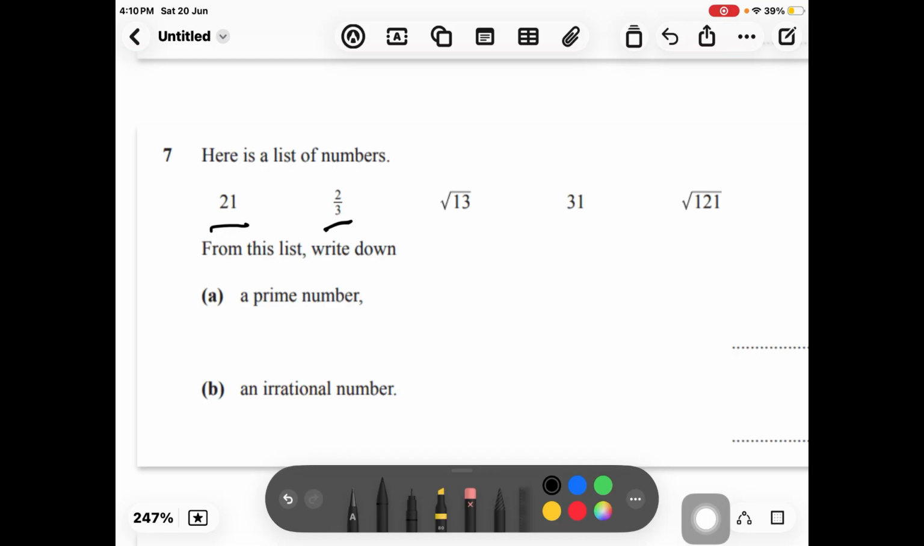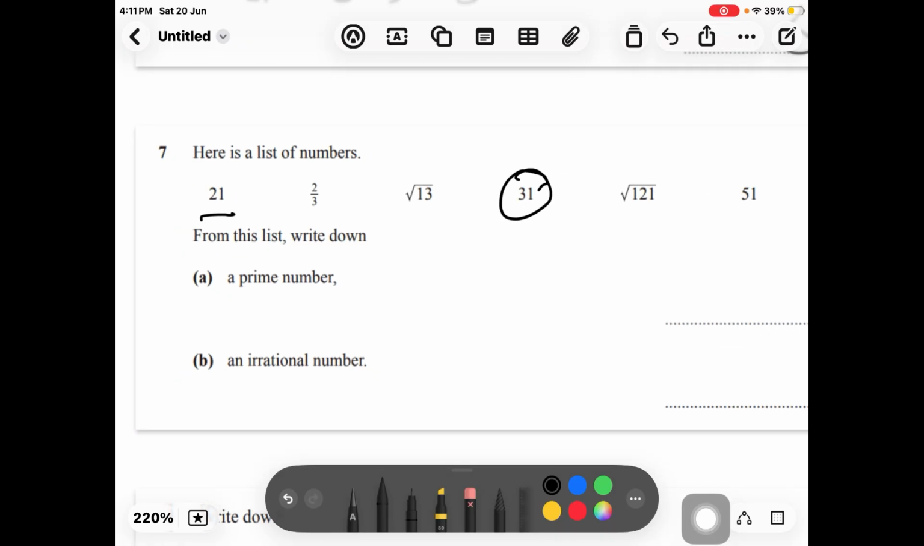2 over 3. Now prime numbers are whole numbers, so any fractions or any roots are not going to be prime numbers. Then the only option left is 31. 31 indeed only has 2 factors, 1 and 31. So our prime number is 31.